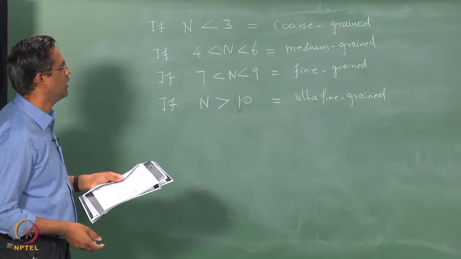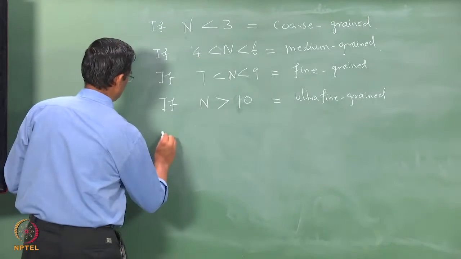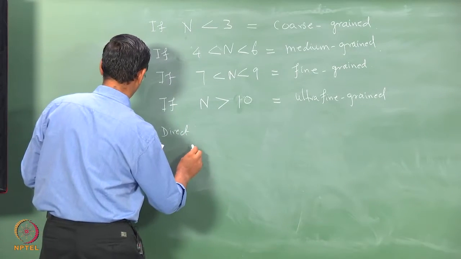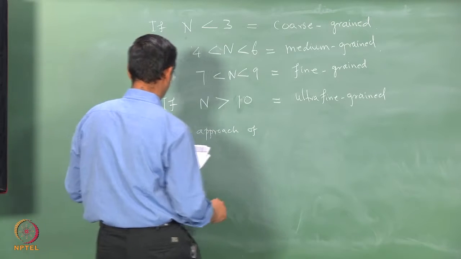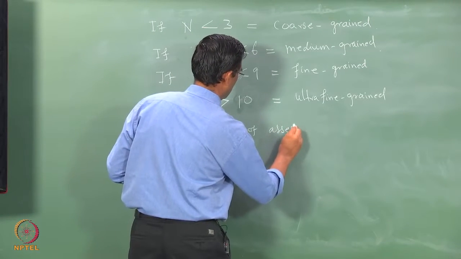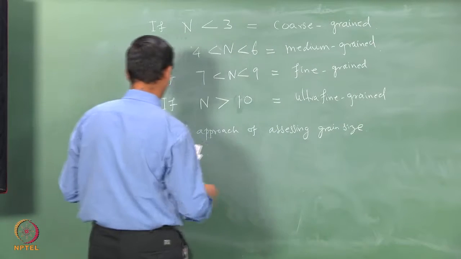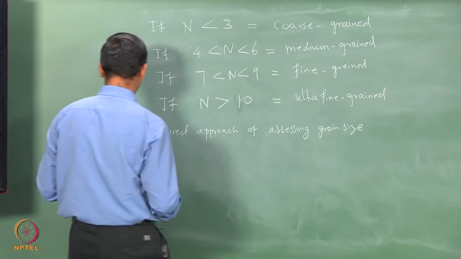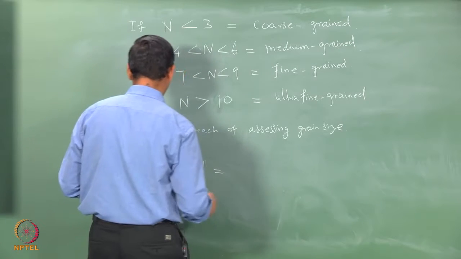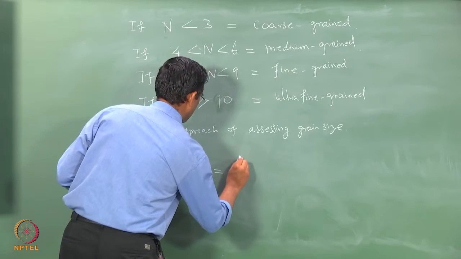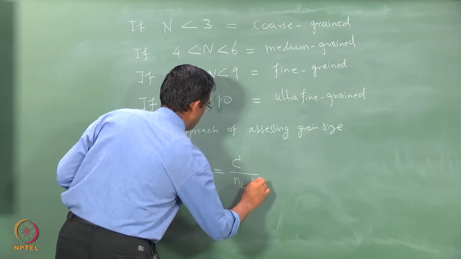But then we can also look at some of the direct measurement of grain size, direct approach of assessing grain size, which is sometimes referred as D equals C divided by N L times M.